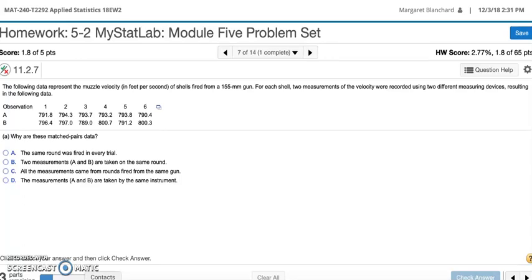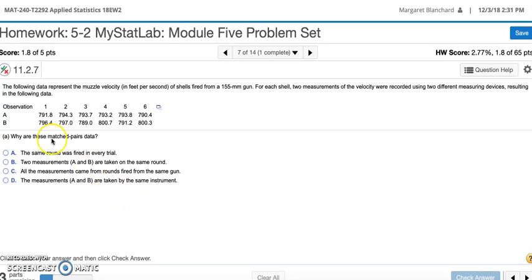Module 5, problem number 7. The following data represent the muzzle velocity in feet per second of shells fired from a 155 millimeter gun. For each shell, 2 measurements of the velocity were recorded using 2 different measuring devices, resulting in the following data.